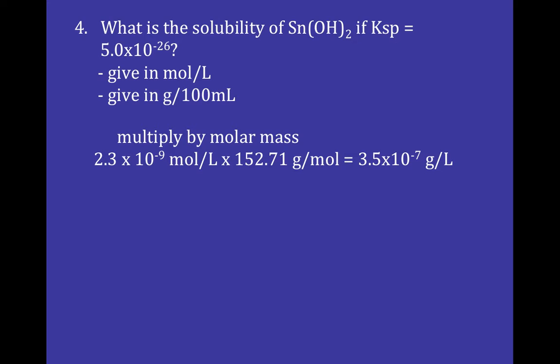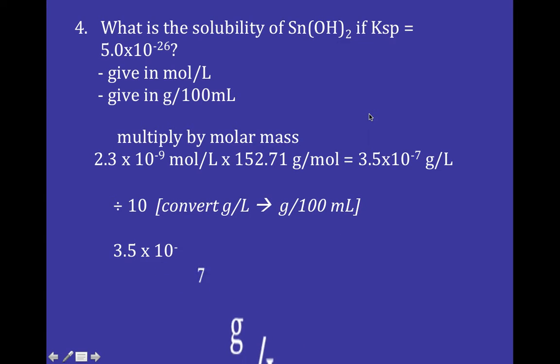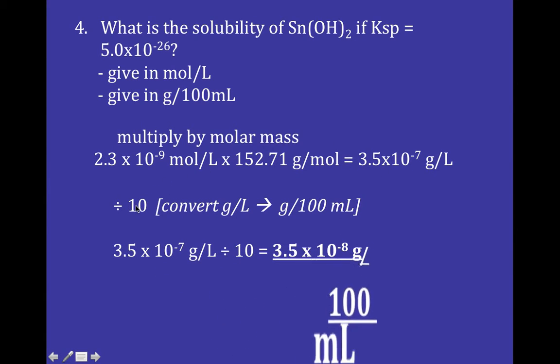Now we need you to visualize this. Think of the difference between 1 liter or 1,000 milliliters and 100 milliliters. The bottom line is, if we only have 100 milliliters, we only have 1/10 the volume to dissolve this stuff in. So the amount we can dissolve will be 1/10. And so we take this answer, we divide it by 10, and that tells us it's 3.5 times 10 to the minus 8 grams per 100 milliliter. Less volume, less mass that can dissolve, and it's a factor of 10 that we're dividing by.